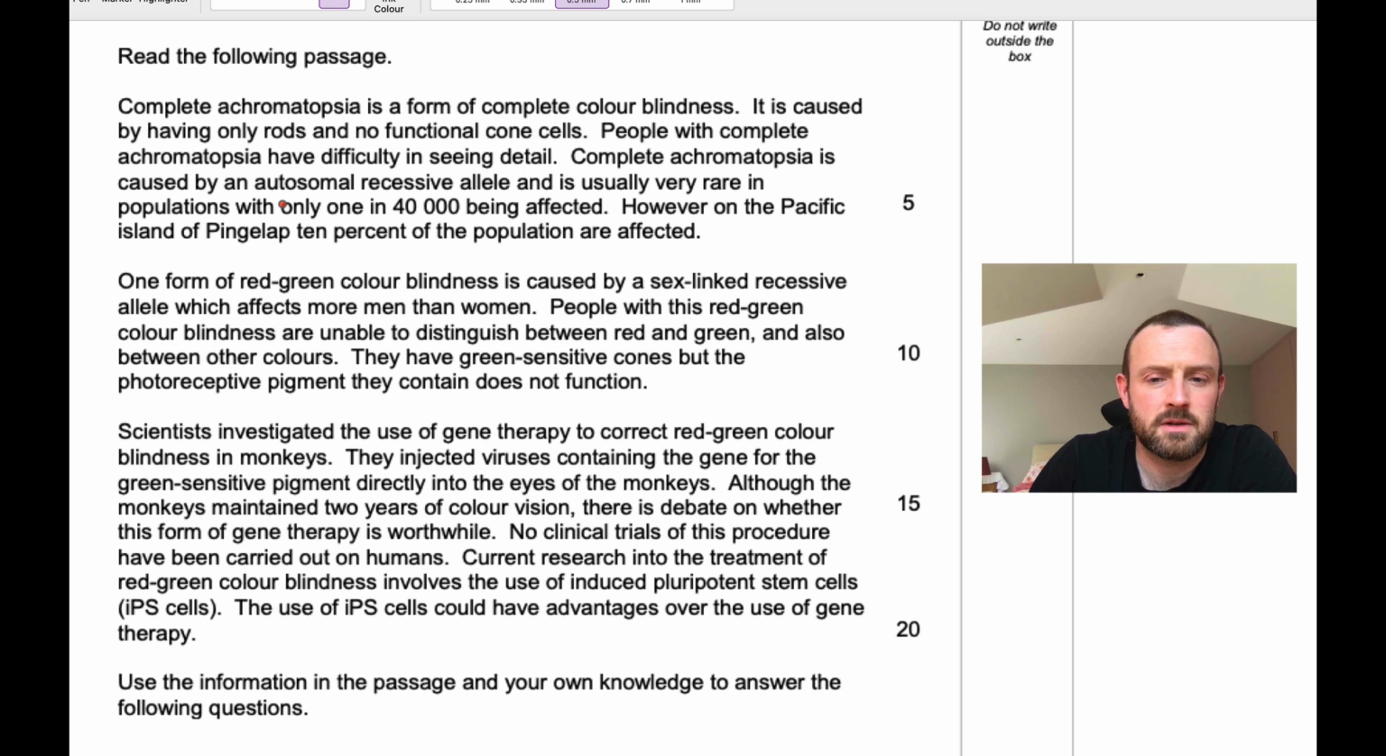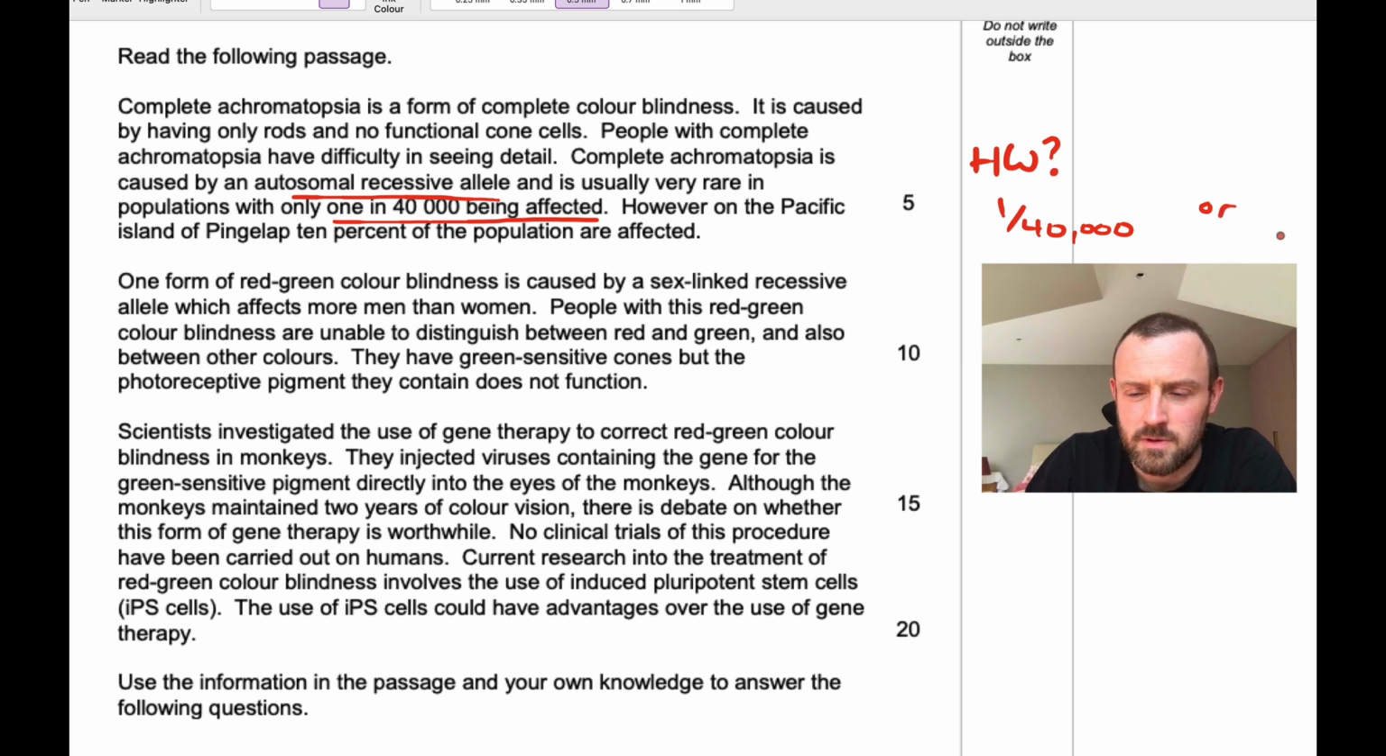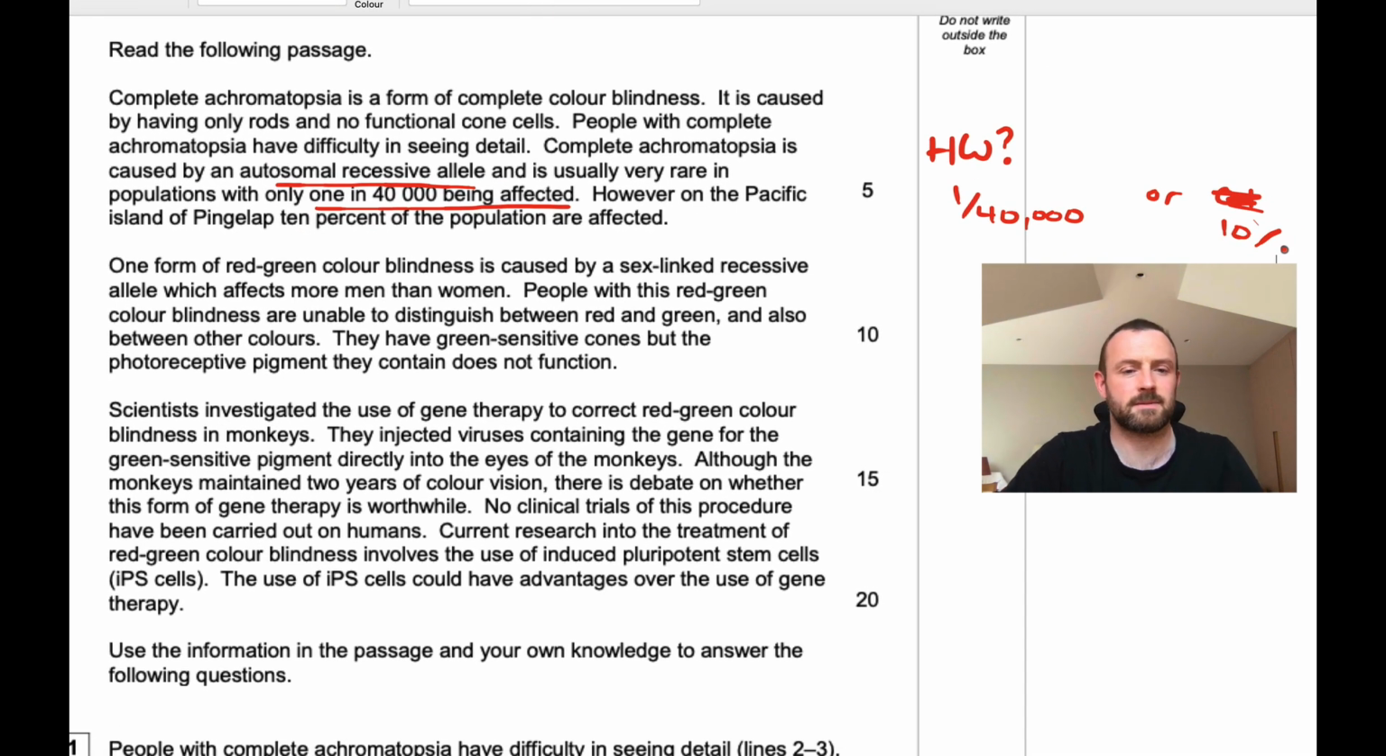Complete achromatopsia is caused by an autosomal recessive allele and is usually very rare in populations with only 1 in 40,000 being affected. However, on the Pacific island of Pingalap, 10% of the population are affected. Okay, so immediately I'm thinking, is this going to be Hardy-Weinberg? Because I've got some information about my double recessives, 1 in 40,000, or 10%, depending on the place.